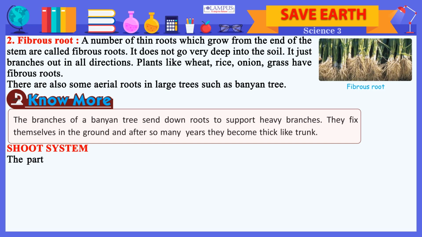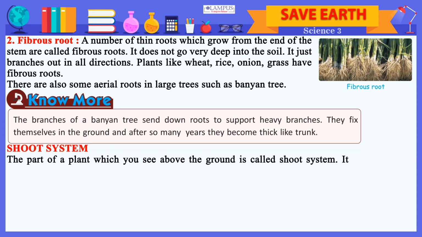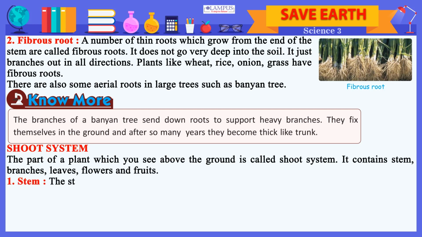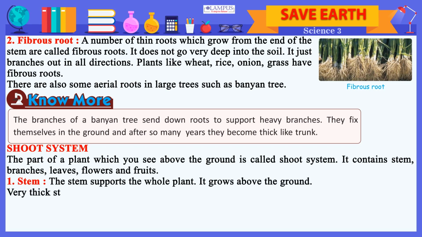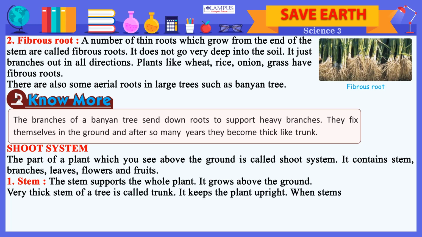Shoot system. The part of a plant which you see above the ground is called shoot system. It contains stem, branches, leaves, flowers and fruits. 1. Stem. The stem supports the whole plant. It grows above the ground. Very thick stem of a tree is called trunk. It keeps the plant upright.